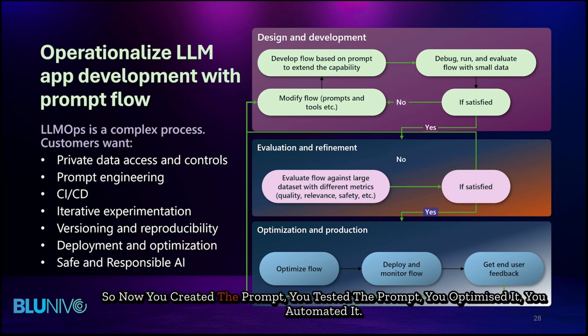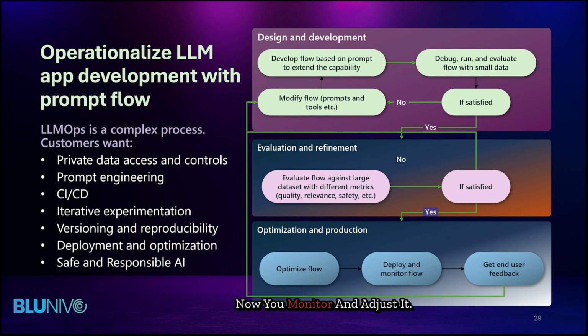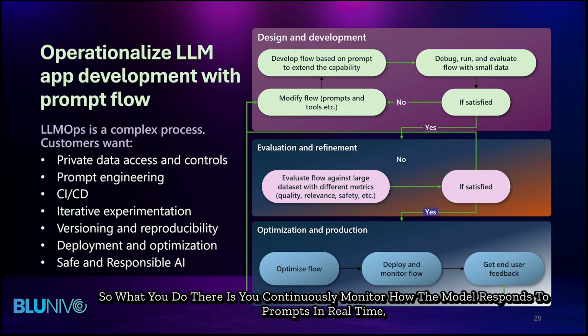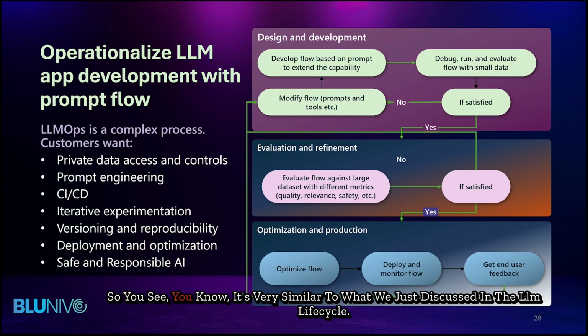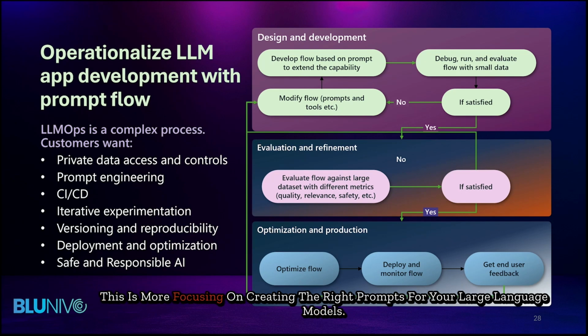So now you created the prompt, you tested the prompt, you optimized it, you automated it. Now you monitor and adjust it. What you do there is continuously monitor how the model responds to prompts in real time, and then you adjust the prompts accordingly if performance drops, or perhaps if users need some changes. So you see, it's very similar to what we just discussed in the LLM lifecycle. This is more focused on creating the right prompts for your large language models.